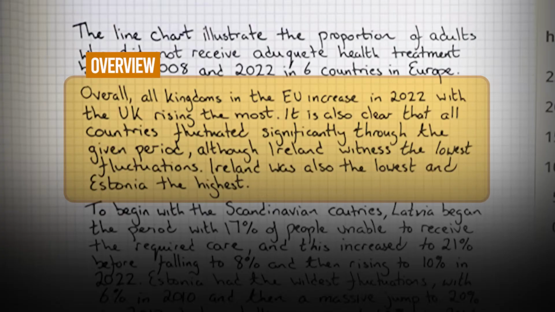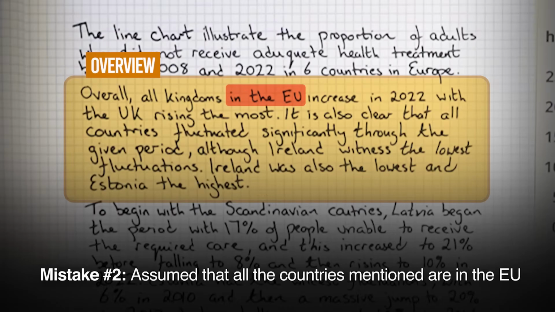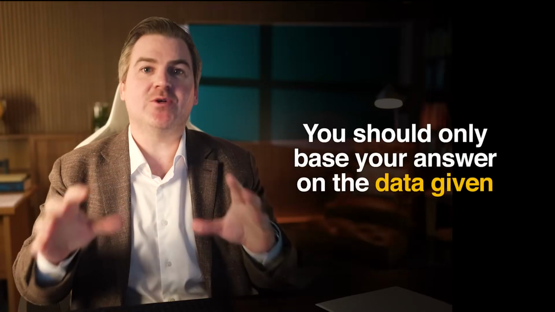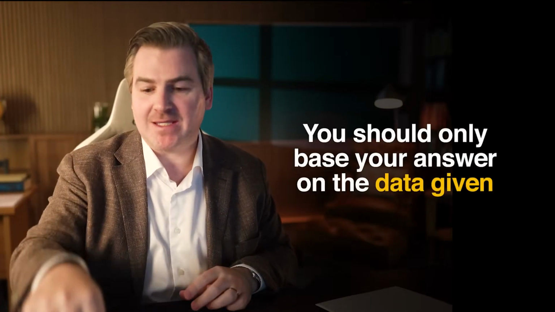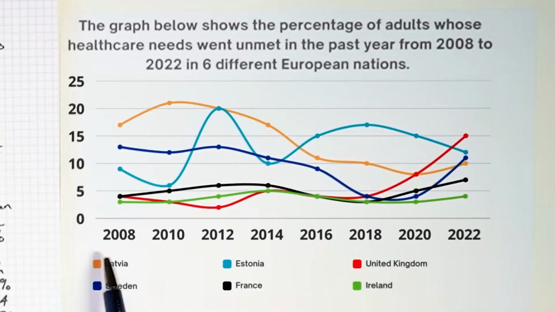And the second mistake that they have made using their own knowledge is they have assumed that all of these countries are in the EU, and they are not. For a Task 1 report, you should never bring in your own knowledge because it's often wrong. You should base your answer only on what it says in the actual data. So the actual data doesn't talk about the EU. So by saying all these countries are in the EU, you are bringing your own data and putting it into the data source, which is just going to be wrong.